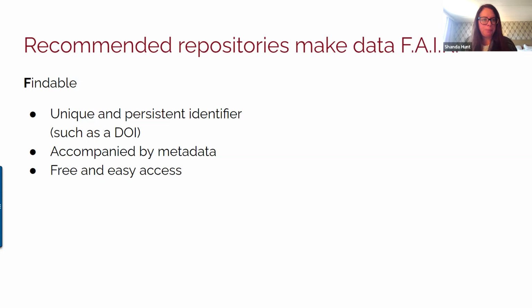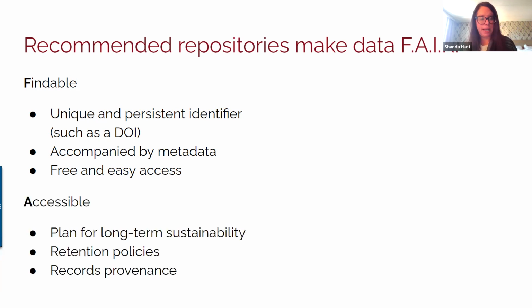So what does that look like for repositories? For findable, that means that they assign your data set something like a DOI, so that DOI can be found easily, maybe when it's associated with a publication, or maybe it's indexed in Google Scholar. It's findable if it's accompanied by metadata like keywords, for example. So if somebody's looking for a data set related to X, Y, and Z, it's tagged with those keywords X, Y, and Z. And it's findable if it's free and easy to access.